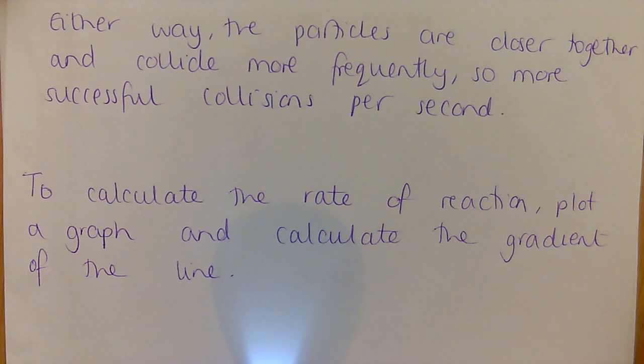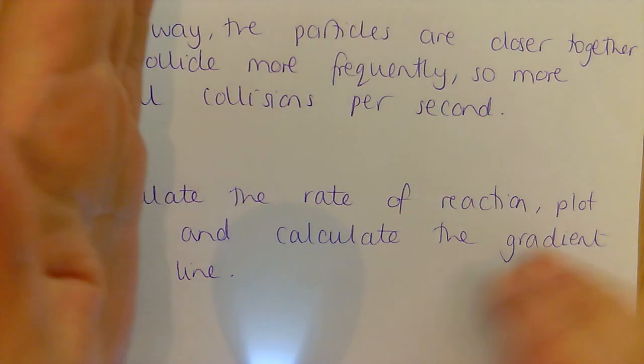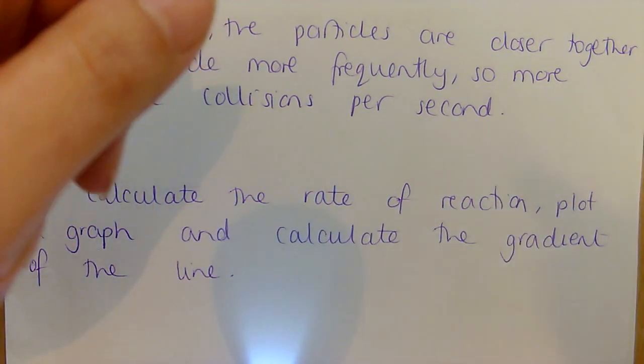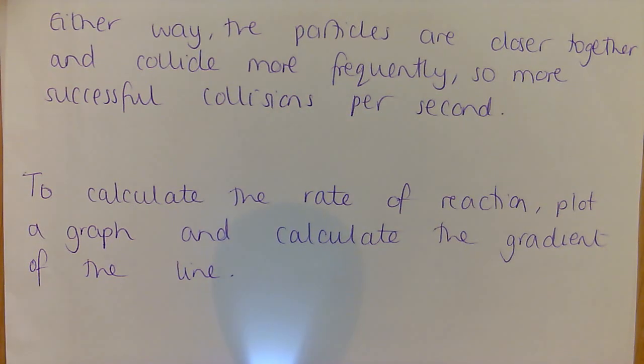And remember that your units are just taken from the graph. So if you've got grams on the y-axis and seconds on the x-axis, your units will be grams per second. Or if it was concentration and seconds, concentration on the y-axis, it would be moles per decimeter cubed per second. So you can work out what your units are by looking at your graph.